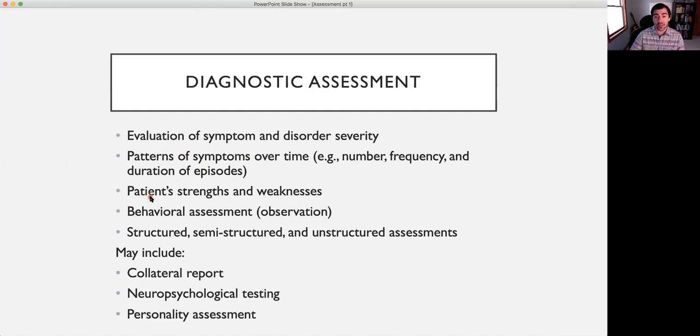Psychology, clinical psychology in particular, has a pretty notable history of really just focusing on weaknesses, focusing on deficits that a client or a patient is bringing. So it's really important that as part of a diagnostic assessment, we're bringing in a patient's strengths as well. We don't want to discount those. We want to make sure that we identify those, that we integrate that into the patient's notes, for example, into our assessment write-up. We may use something like behavioral assessment.